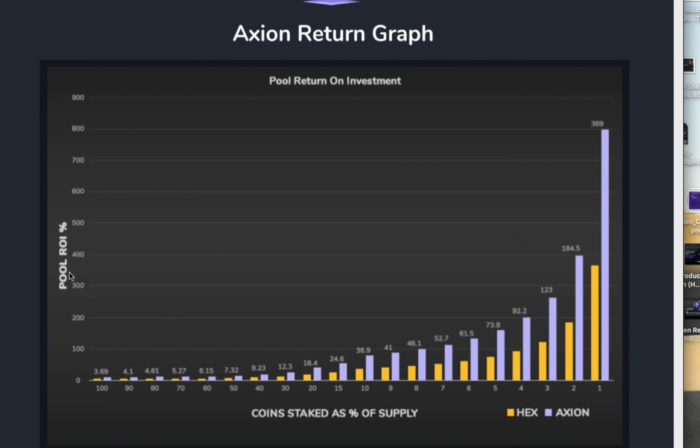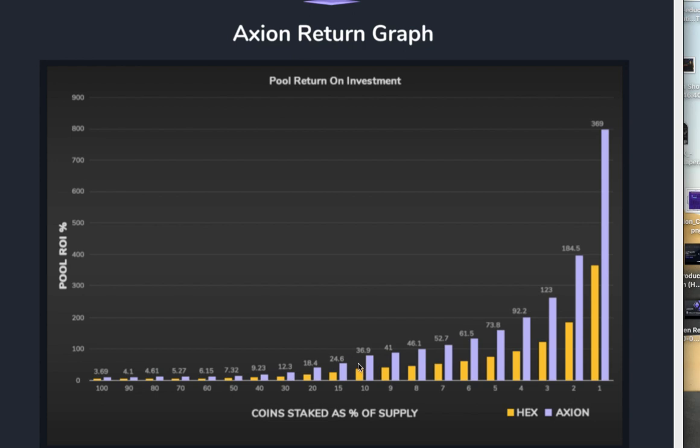So the Axion return was the pool return on investment percentage over here, and the coins staked as percentage of supply. So the more of total coins that are staked, so if 100% is staked, you'd get 3.69 on HEX, which is what it is. You get 8% on Axion. If 1% is staked, you will get 369% on HEX, and you will get close to about 160% on Axion. Now, HEX at the moment is staked around here, so it's around 26%.